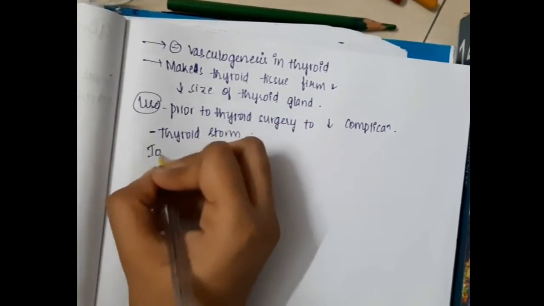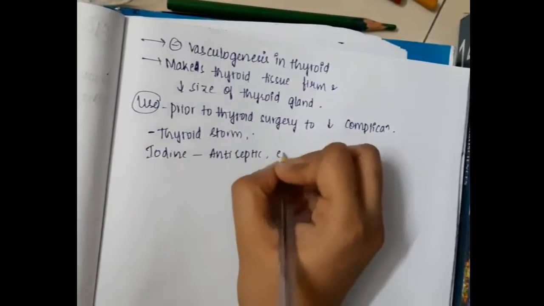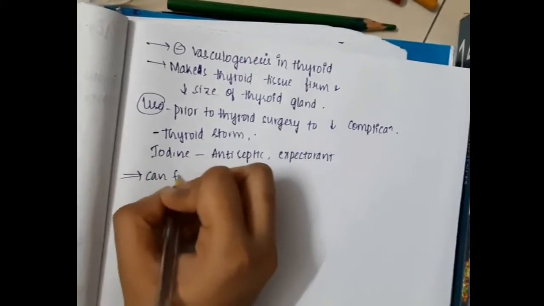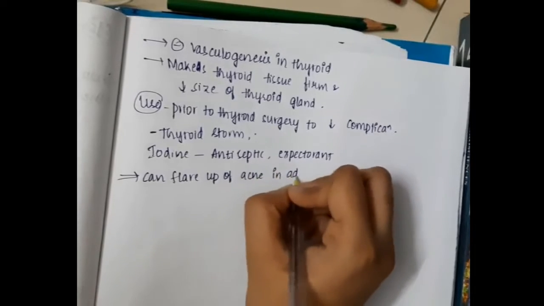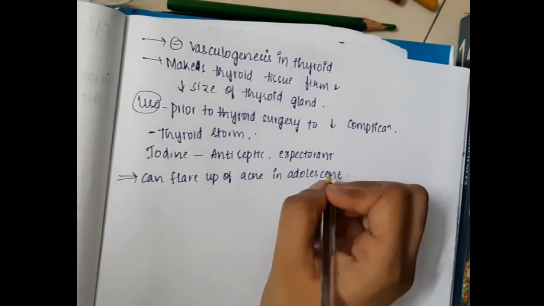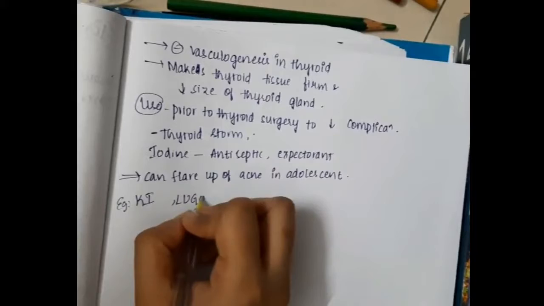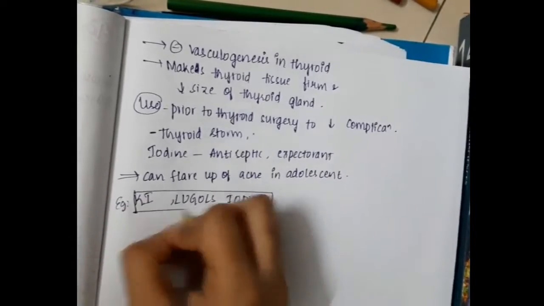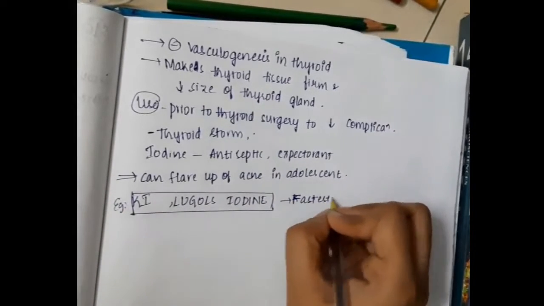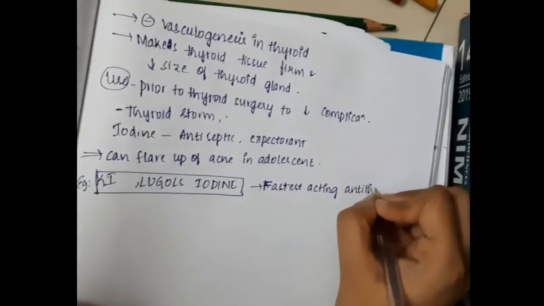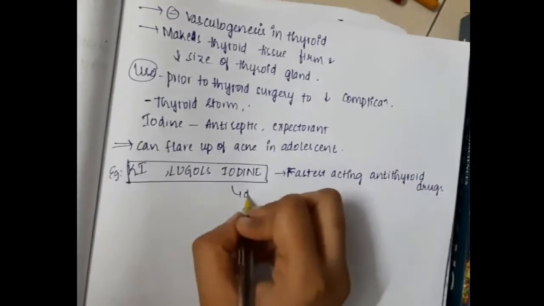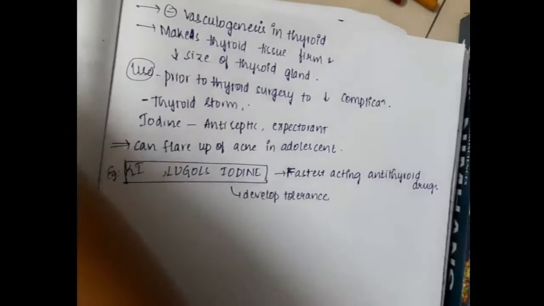Then iodine is used as an antiseptic and expectorant. It can flare up acne in adolescents. The examples are potassium iodide and Lugol's iodide. These are the fastest acting anti-thyroid drugs and they develop tolerance easily.